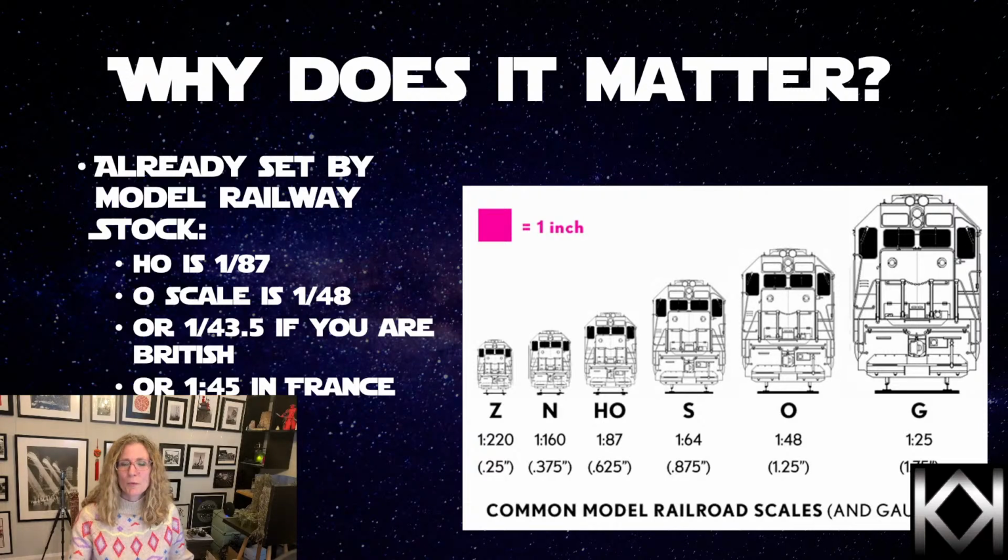So this is the trouble. This is why I like rescale. I like to know that HO is 1 to 87.5 and I'll use the 0.5 generally. Or O scale is 1 to 48 or... I believe you. LGB's European though, isn't it? So I think Americans do it differently. That's all, Ravenson.